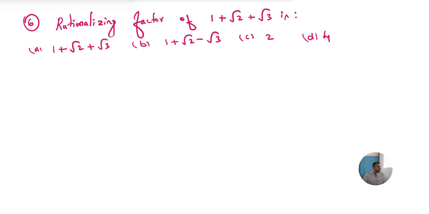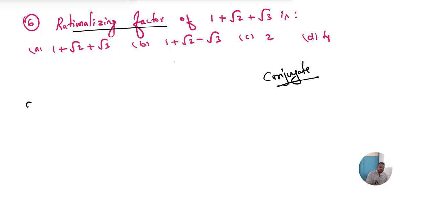Before entering into this problem, I want to teach you some basics related to this. Observe here: rationalizing factor is also called a conjugate. Don't forget, rationalizing factor is also known as conjugate. Now here we have a surd. What is a surd? If any number is in the form of a root, it is a surd.